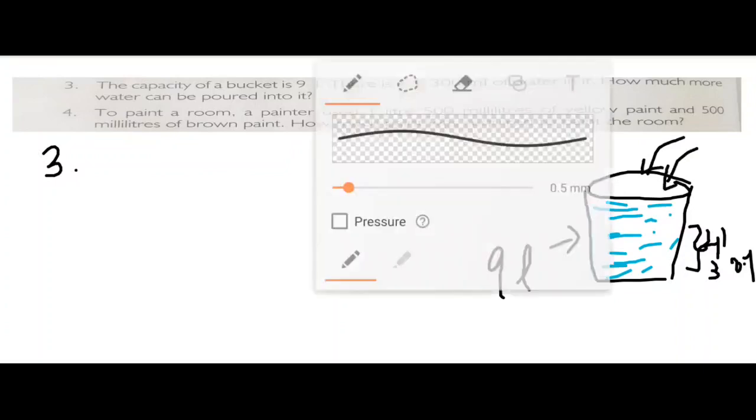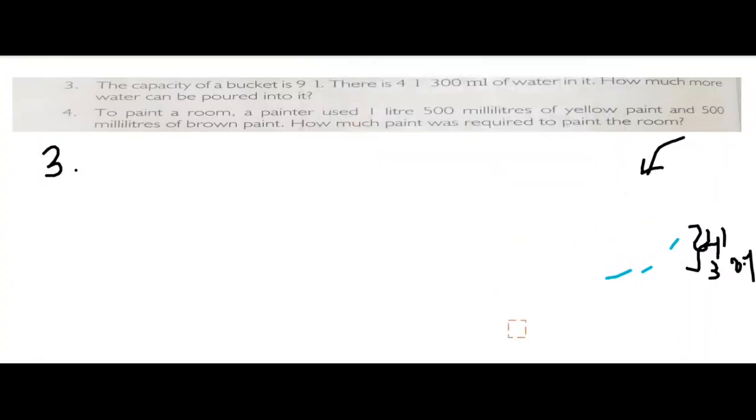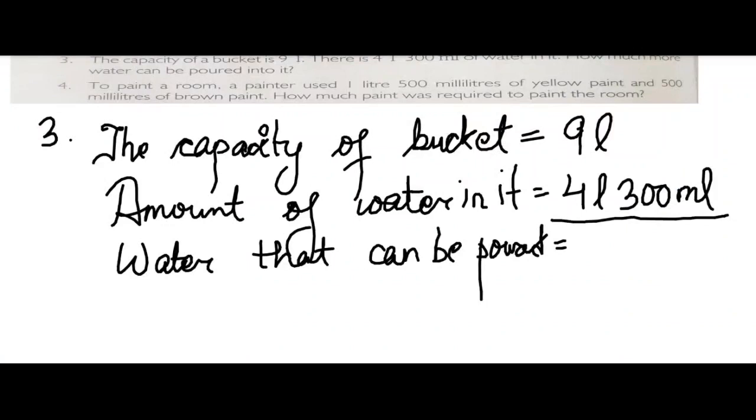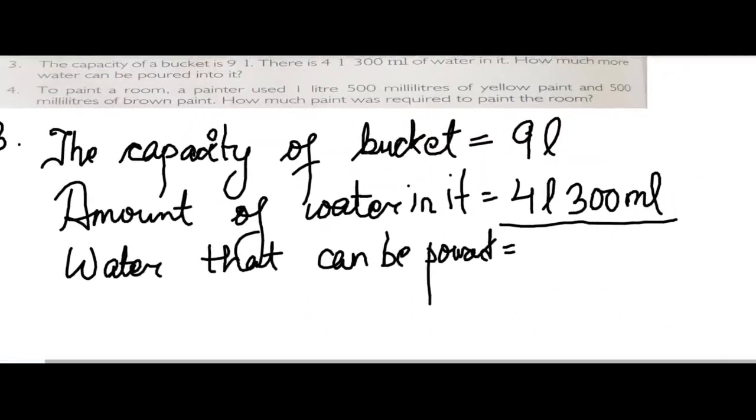So what you will do here is subtract 4 liters 300 milliliters from 9 liters and you will get your answer. So first let me write the statement. Children, I have written the statement. The capacity of the bucket is 9 liters. Amount of water in it: 4 liters 300 ml. Water that can be poured. So I have told you that you have to subtract 4 liters 300 milliliters from 9 liters.